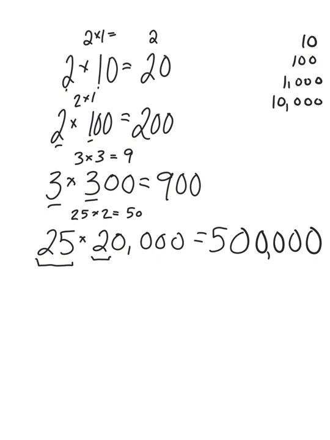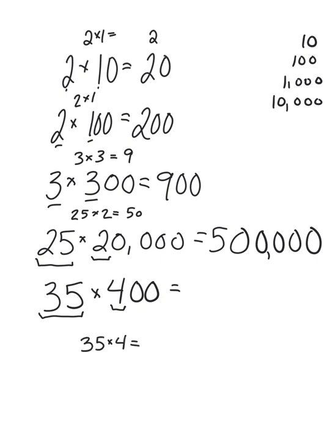This is what I call a micro lesson because I'm trying to be kind of speedy. Let's do 35 times, let's do this. Okay, now this one's a little harder. 35 times 4. These are my non-zero digits. So I'm going to multiply 35 times 4. You can do that any way you choose.